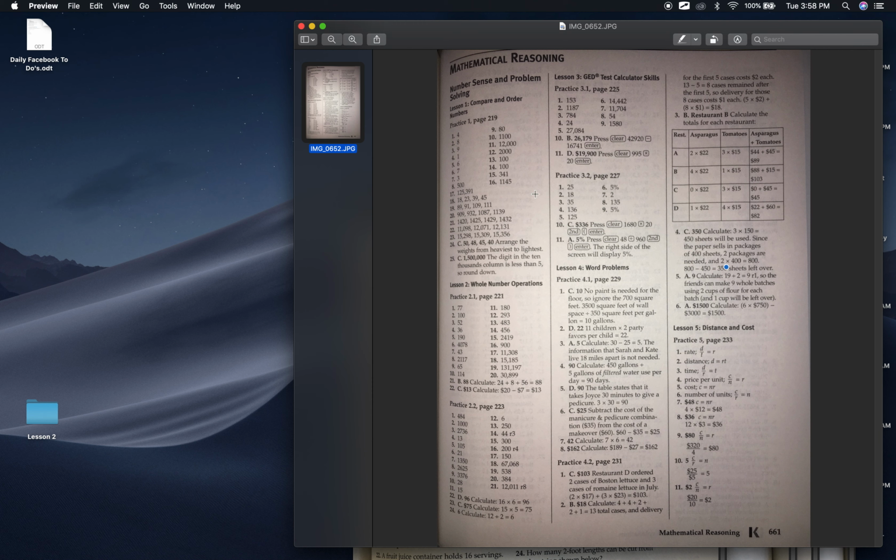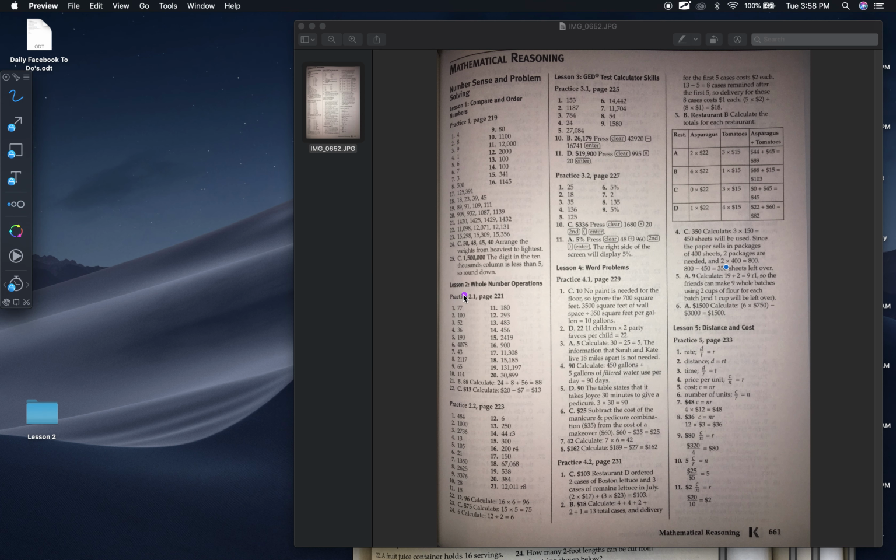I just wanted to show you guys, each lesson has an answer key, and I wanted to show you this in the beginning just in case during the course of what we're doing you may want to refer to it. So here it is, we're doing from lesson 2, basically all of this here, to lesson 3.